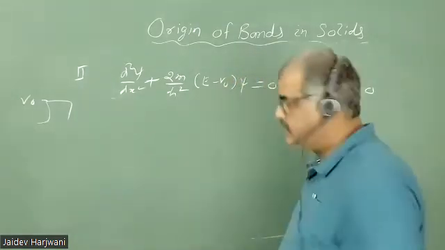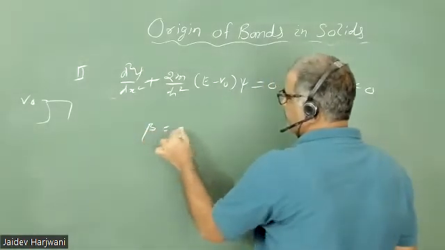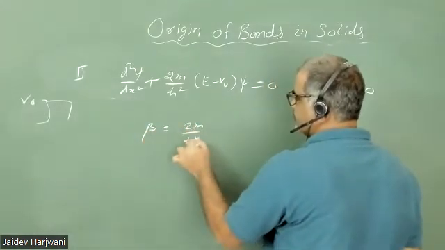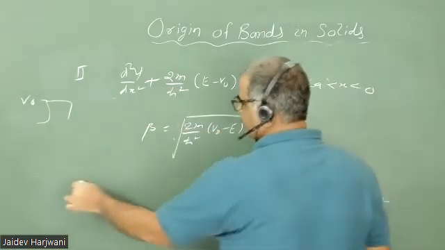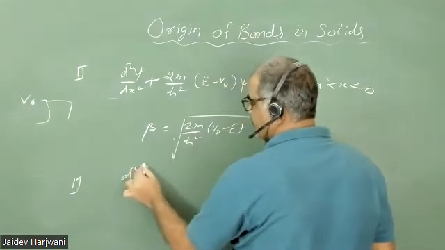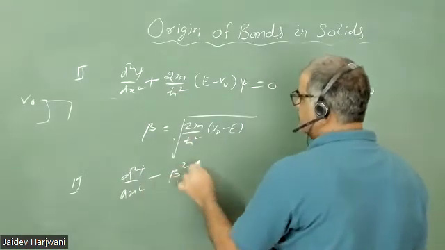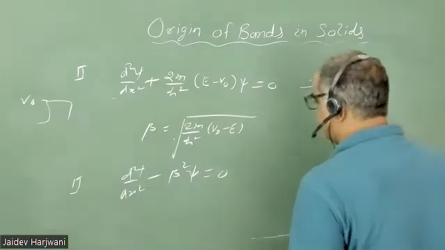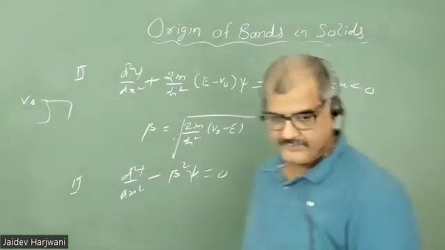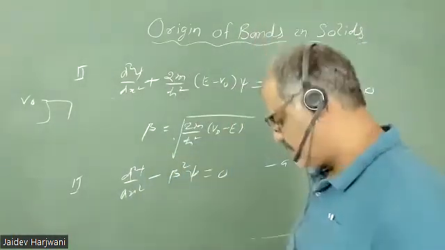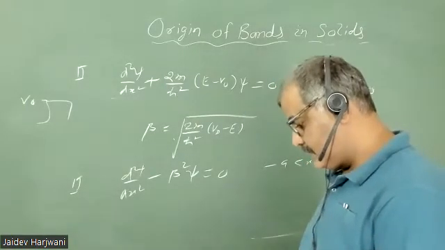So now let me define beta as 2m upon h cut square V naught minus E. So I can write this equation as d2 psi dx square, instead of plus it becomes minus beta square psi equals 0, where x goes from minus a to 0, and you can solve this one.